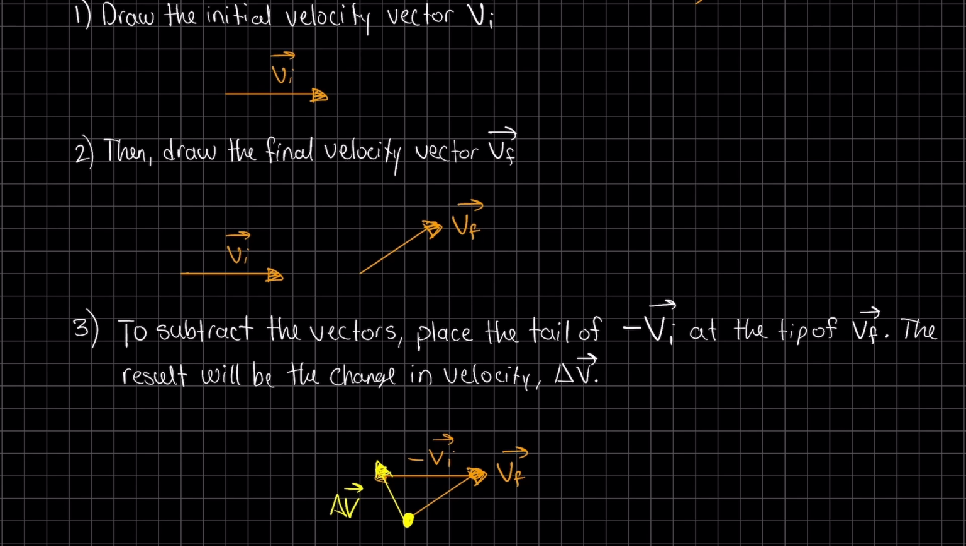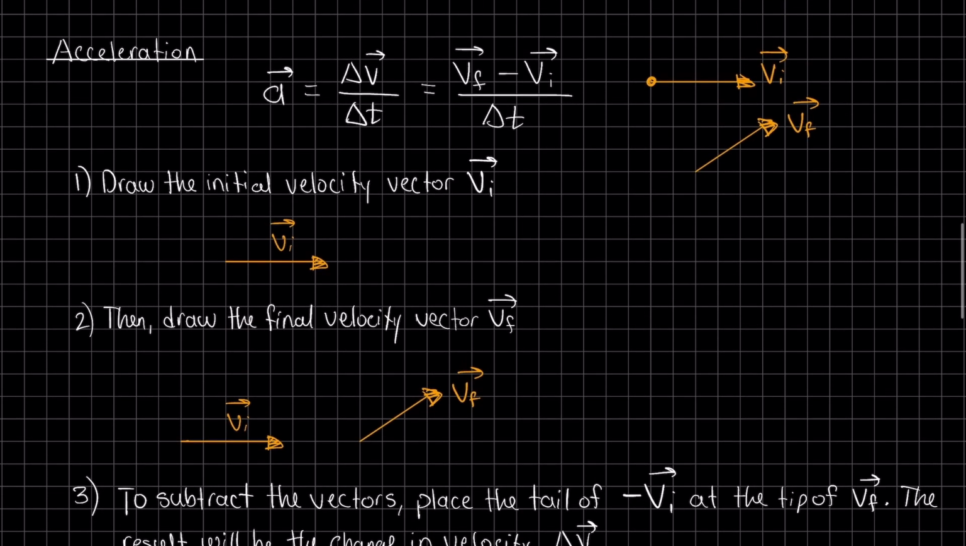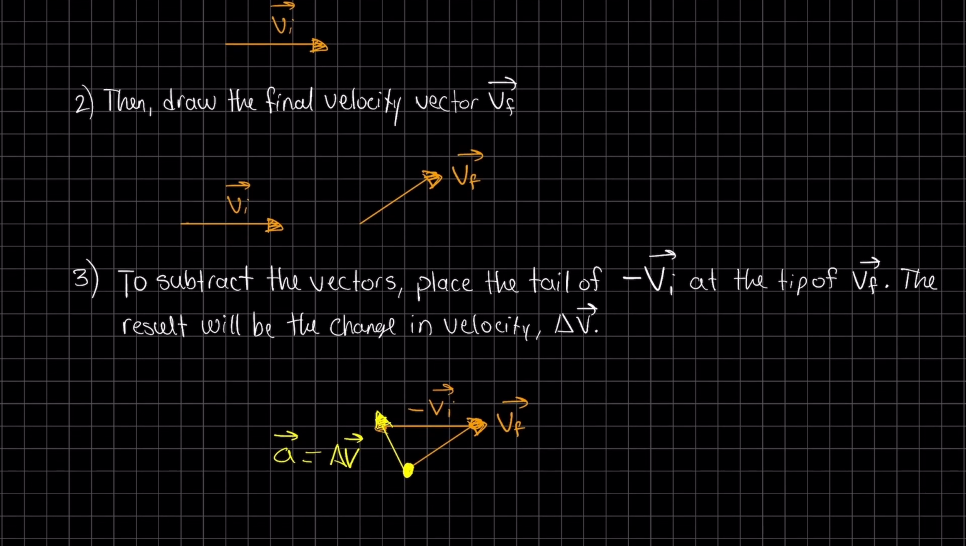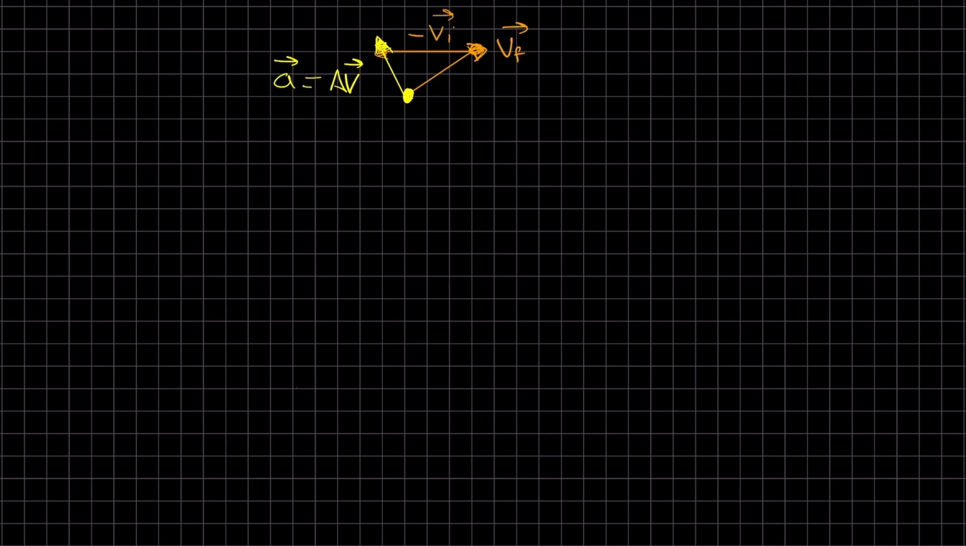The resulting vector points in the direction of the acceleration. Because we said over here that my acceleration is equal to my change in velocity vector. So that is exactly what we have found right here. This technique is particularly useful when an object is turning, such as a car rounding a curve. If the car is slowing down, the acceleration vector points inward toward the center of the curve and opposite of the velocity vector.